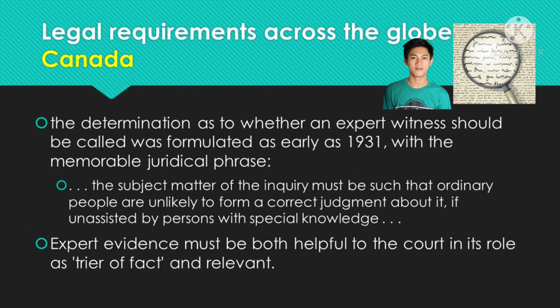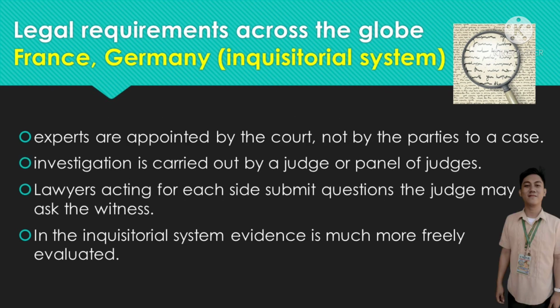Canada. In Canada, the determination as to whether an expert witness should be called was formulated as early as 1931 with the memorable juridical phrase, "The subject matter of the inquiry must be such that ordinary people are unlikely to form a correct judgment about it if unassisted by persons with special knowledge." Expert evidence must be both helpful to the court in its role as trier of facts and relevant.